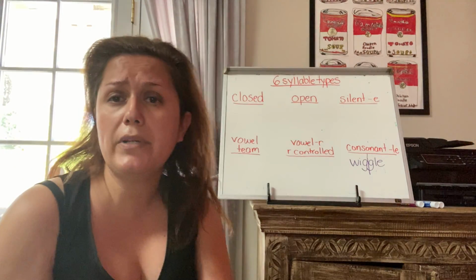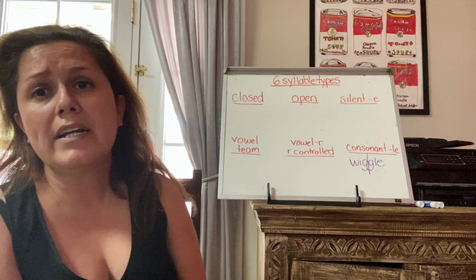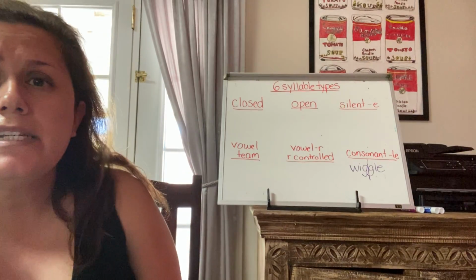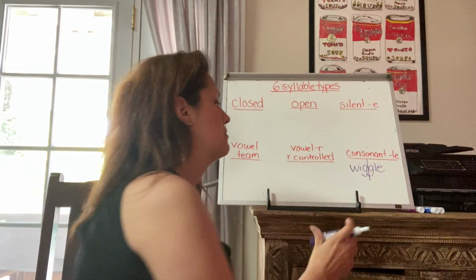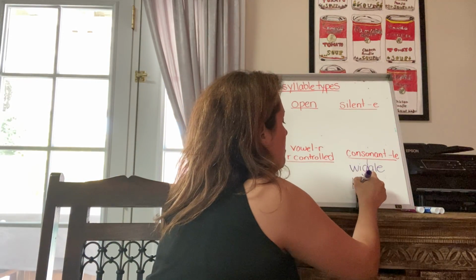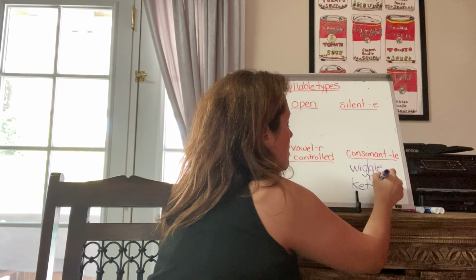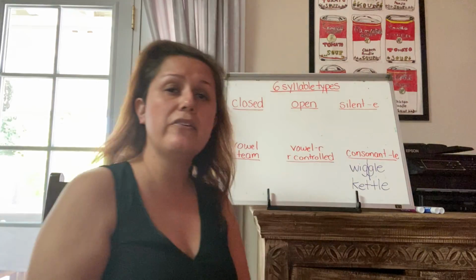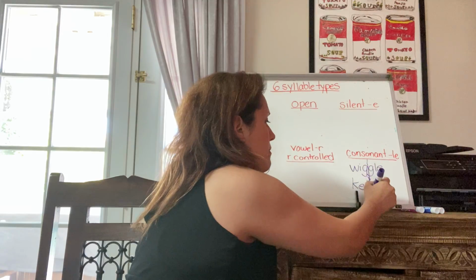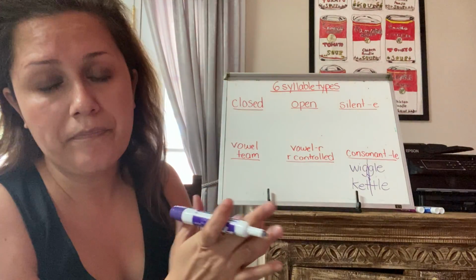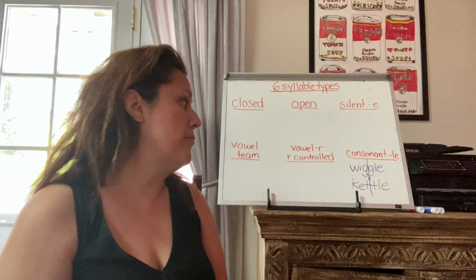Another word I would do is kettle. For example, I heat up my tea in my tea kettle. So I'm going to write kettle. And again, there's an LE at the end. So I'm going to break it up right here in the middle. Kettle.